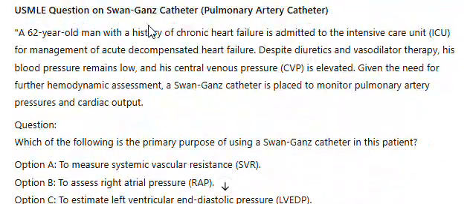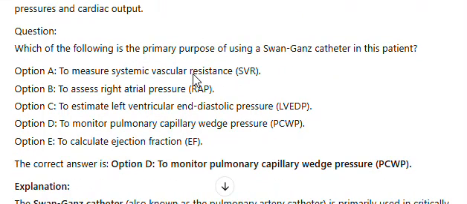Here's a USMLE style question focused on the Swan Ganz catheter, pulmonary artery catheter.